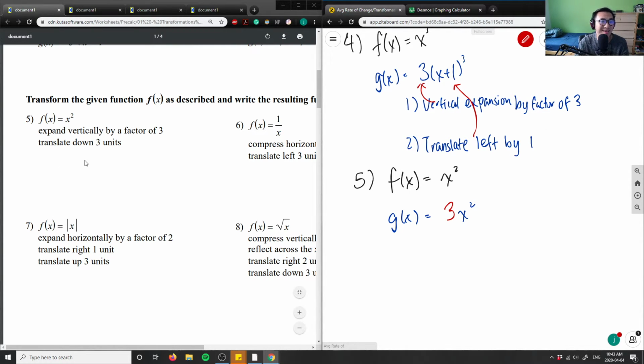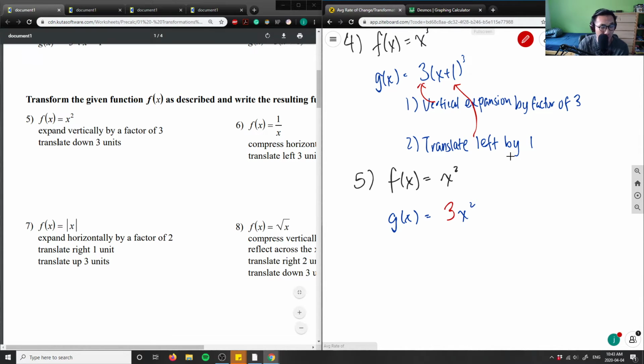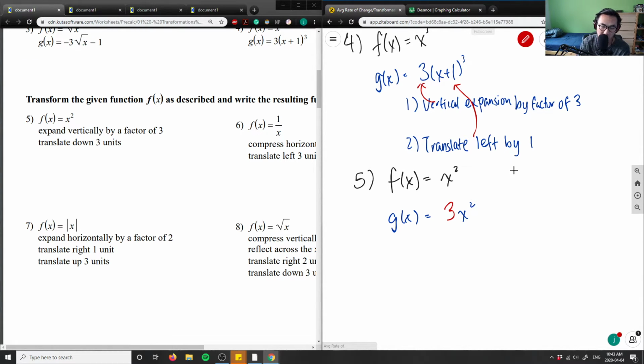And how would I translate down by 3? If I'm translating down, this is a vertical shift up or down, and it says down here by 3. So vertical shift, again, I know algebraically it's going to exist outside my function. So I'm going to simply put minus 3, right? It's going down by 3. So it's 3x squared minus 3 is my answer for number 5.